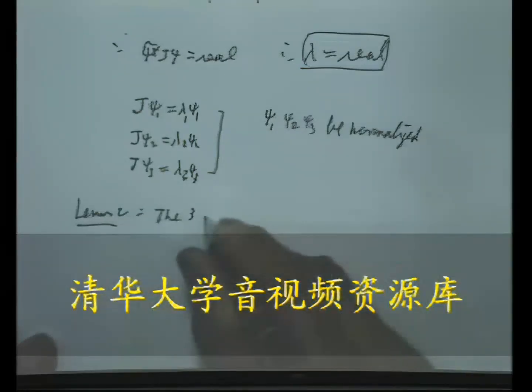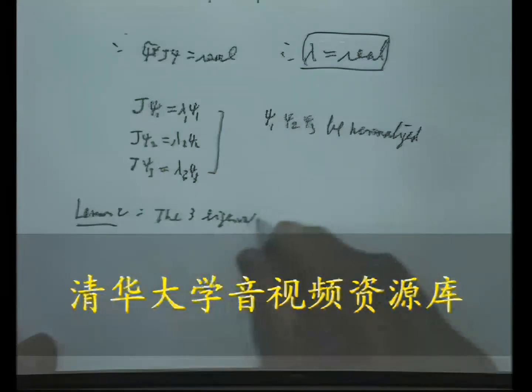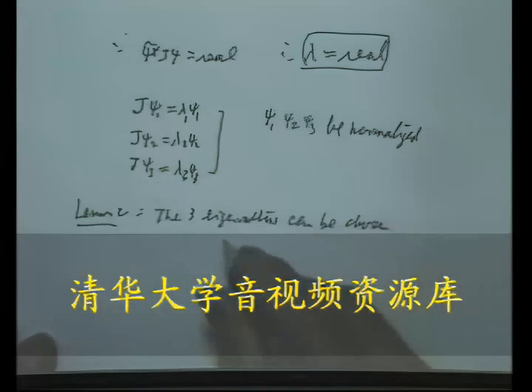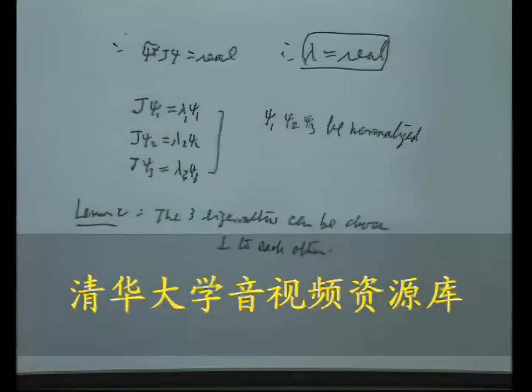The 3 eigenvectors can be chosen perpendicular to each other. Proof. First, assume the 3 eigenvalues to be not equal.